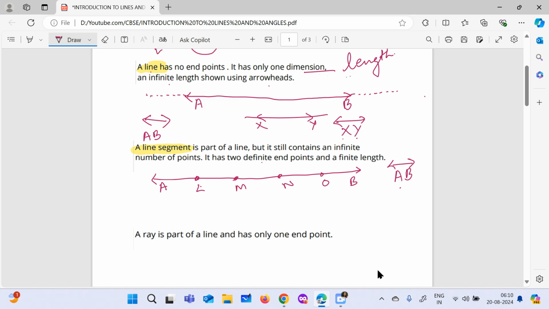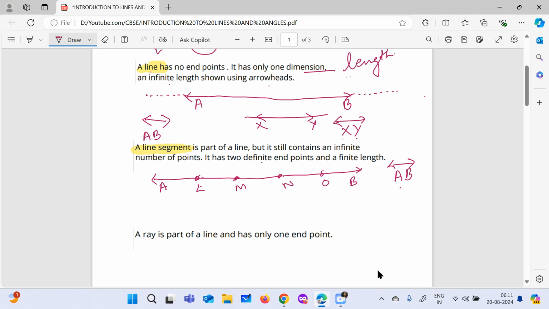Okay, so we cannot say LM is a line, right? LM is part of line AB. So LM is a line segment. MN is a line segment. NO is a line segment. You can also say LN is a line segment, LO is a line segment, MO is a line segment. So you can find a few line segments here.